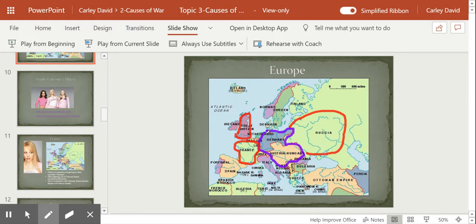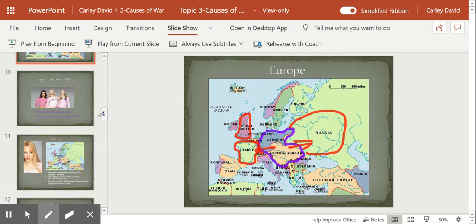So again, you can see the Central Powers are already at a disadvantage because they're kind of just stuck in the middle. They'll be fighting a two front war over here, this way and this way. And then you also have Italy that joins on the side of the Triple Entente to form the Allies at the end, and the Ottoman Empire will go in and be with Austria-Hungary and Germany eventually as well.